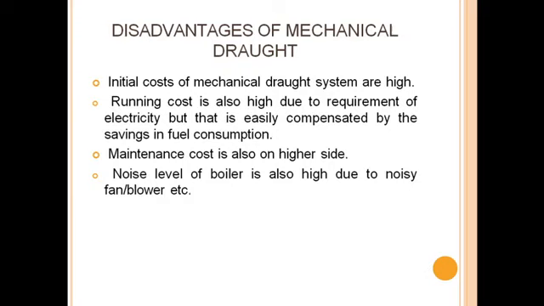And some of the disadvantages: the initial cost of a mechanical draught system is high, and the running cost is also high due to the requirement of electricity, but that is easily compensated by the saving in fuel consumption. Maintenance cost is also higher, and the noise level of the boiler is also high due to the noisy fan or blower.